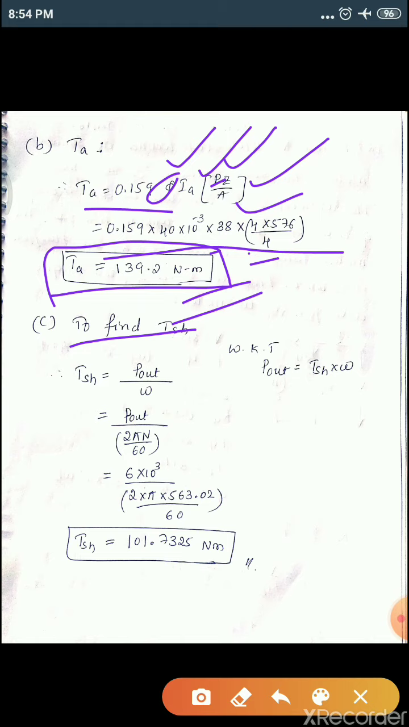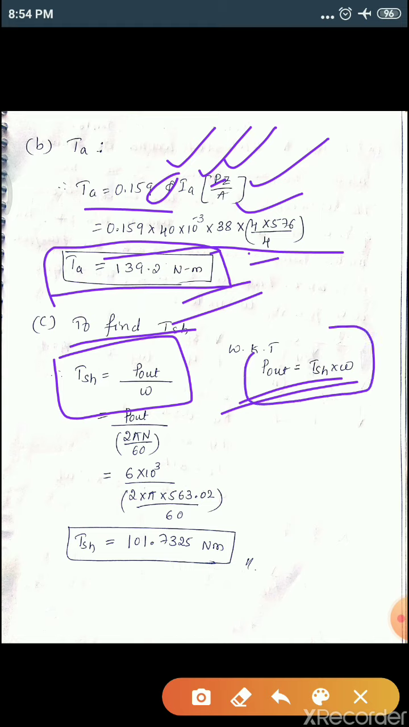Then we need to find out the shaft torque. So shaft torque should be equal to what? P out divided by omega. As we know, P out is nothing but shaft torque into omega. So to calculate the shaft torque, from this formula, P out divided by omega, you can do.